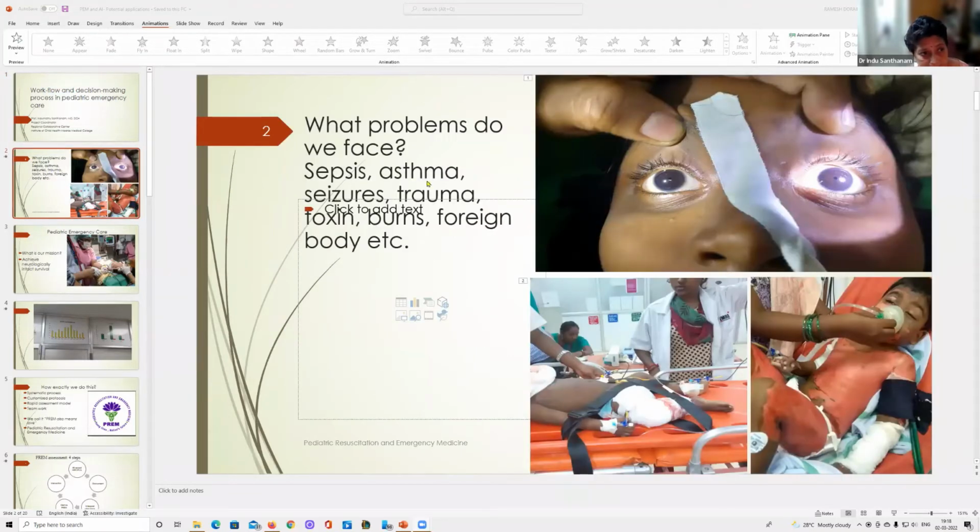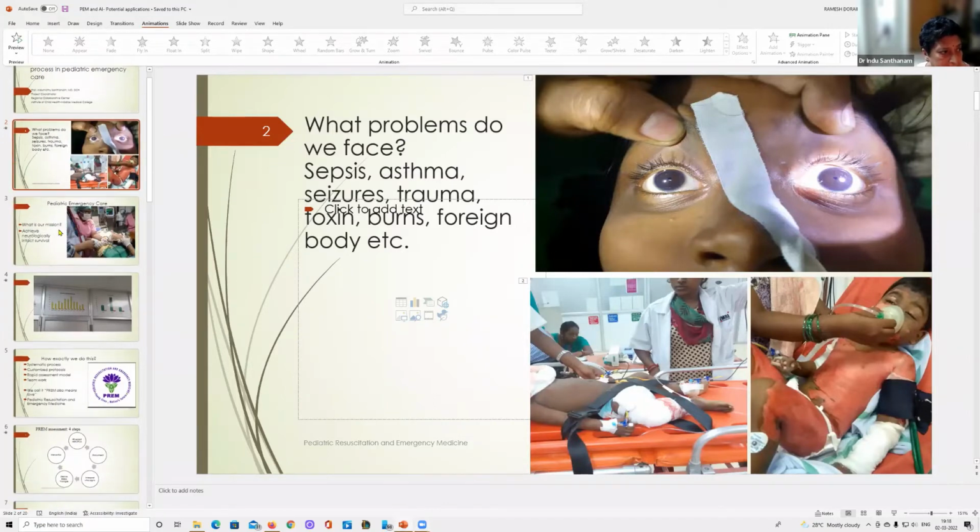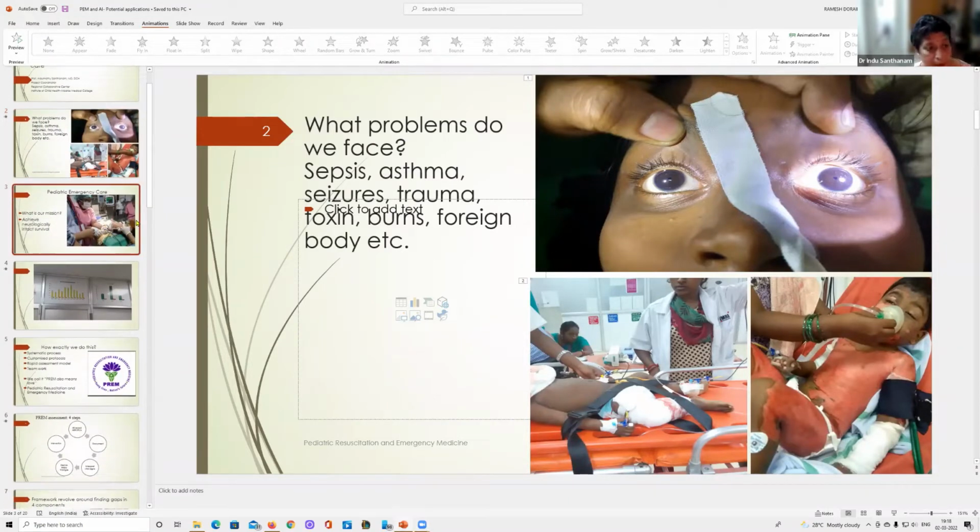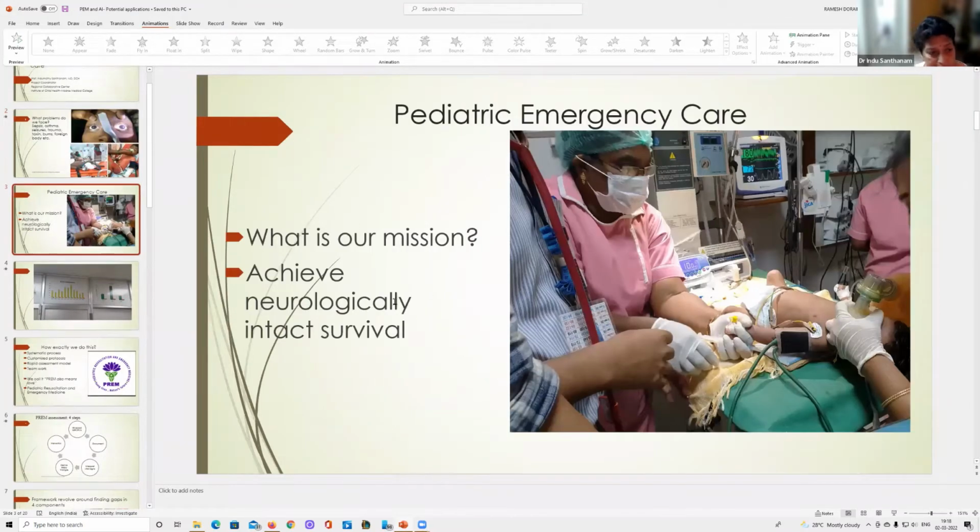So the problems we faced were various: sepsis, today COVID, earlier it was dengue, SARS, etc. Asthma, bad seizures. Here you can see burns, trauma, poisoning. And that's the kind of children we receive in our department. So our mission was, how do we achieve neurologically intact survival? How do we enable young resident doctors to take the right decision when these children reach them 24/7, 365 days?